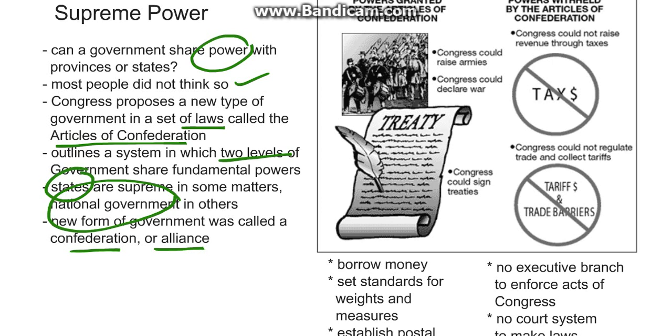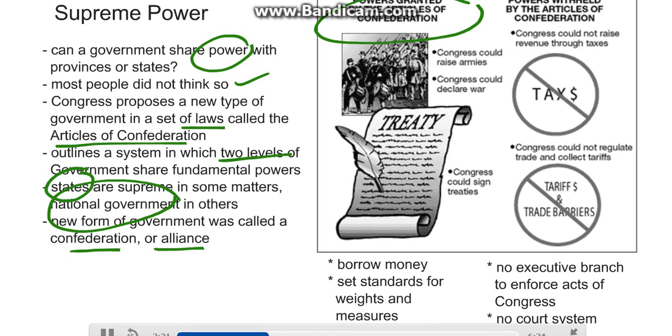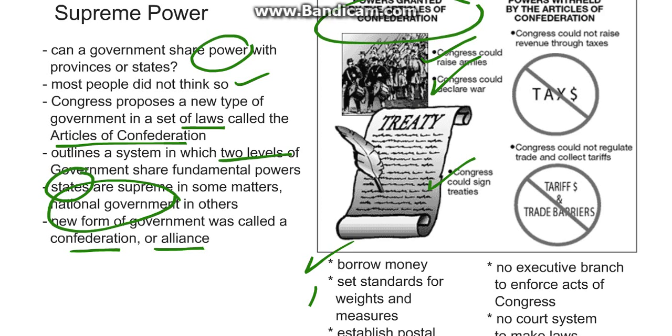Now, there were powers granted by the Articles of Confederation to the national government. The national government could raise armies, they could declare war, they could make peace, Congress could sign treaties, they had the ability to borrow money, set standards for weights and measures, and to establish a postal service.